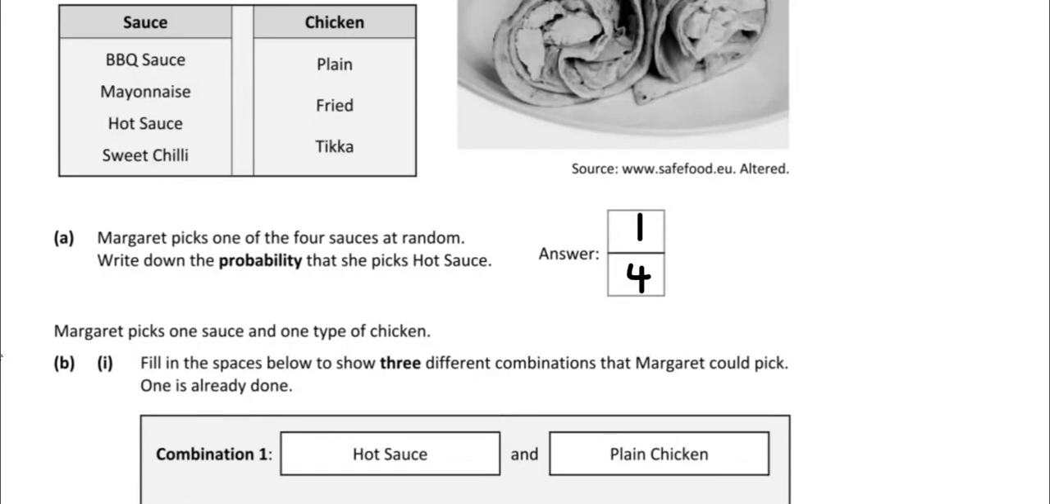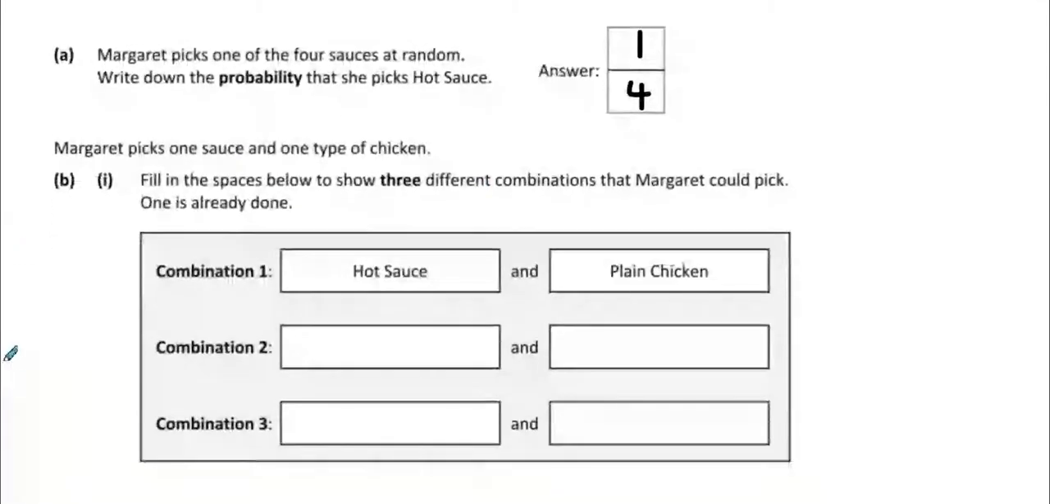Now, next thing. Margaret picks 1 sauce and 1 type of chicken. Fill in below. Try 3 different combinations. So what would you suggest for a combination? Sweet chili and fried chicken.